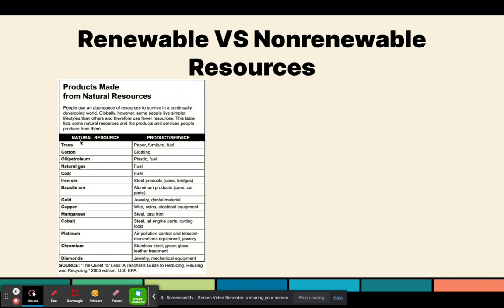Here's a list of natural resources and what we use them for. Write down a couple of these examples in your notes. Write down the natural resource and write down what we use it for.